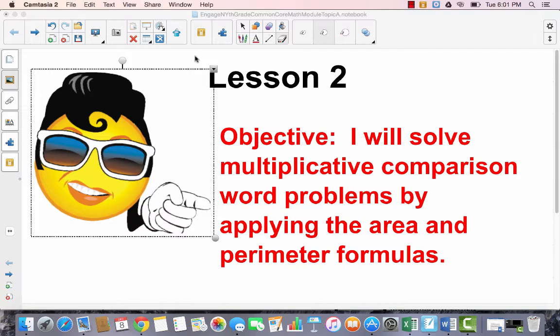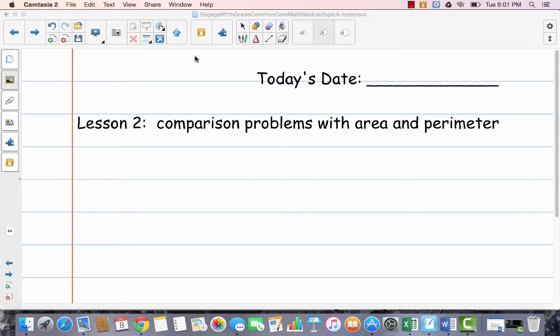So that just means that we're going to be multiplying and comparing some things, and I'm going to point out to you some multiplicative comparisons as we get started. All right, so go ahead and get your math journal today. Put today's date. Lesson 2, comparison problems with area and perimeter. And whenever you're ready, go ahead and press play.